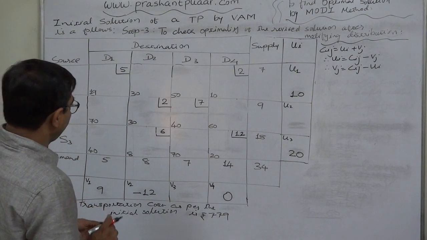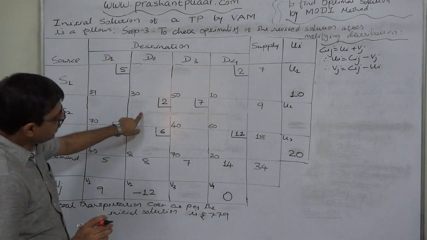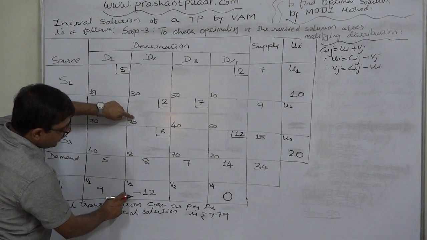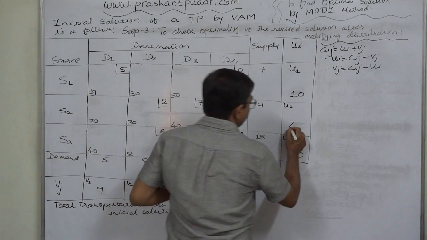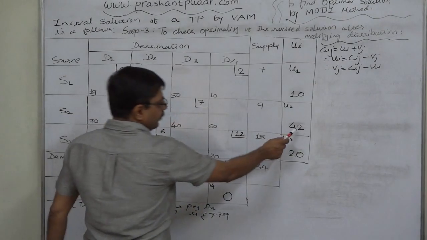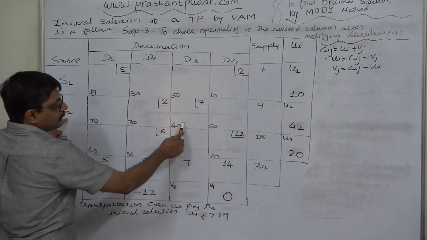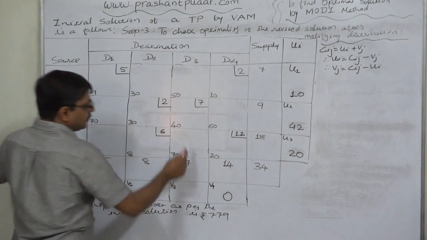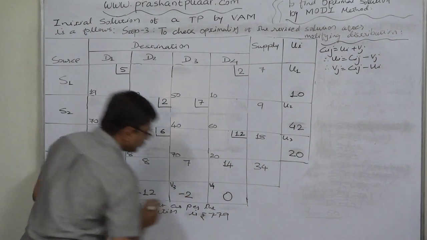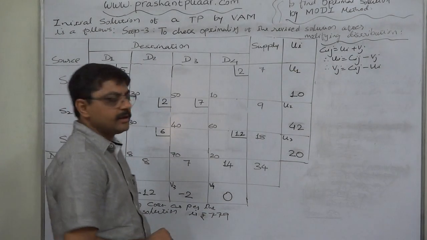Now with the help of V2 and occupied cell 2, 2, we can find the value of U2. C minus V, 30 minus minus 12, so 42 is the value of U2. Now with the help of U2 and occupied cell 2, 3, we can find the value of V3. C minus U, that is V. 40 minus 42, so V3 comes to minus 2. So in this way, we have all values of dual variables Ui and Vj.